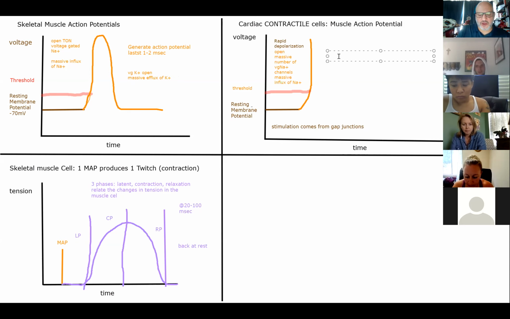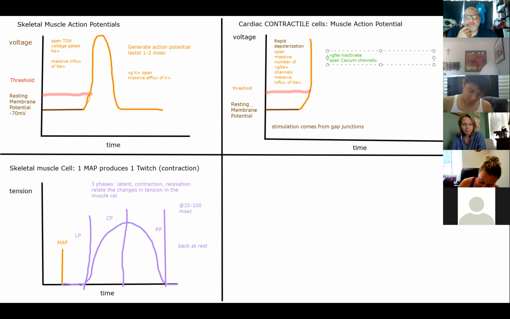Now, as we know, our voltage-gated sodium channels are going to inactivate, so no new sodium can come in. That's the same thing that happens in both of them. However, what happens here is we actually open calcium channels. And if we open calcium channels, which way is calcium going to come?